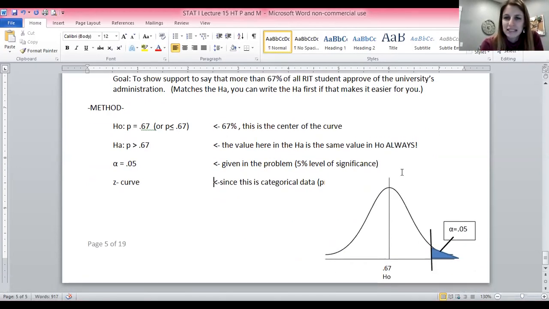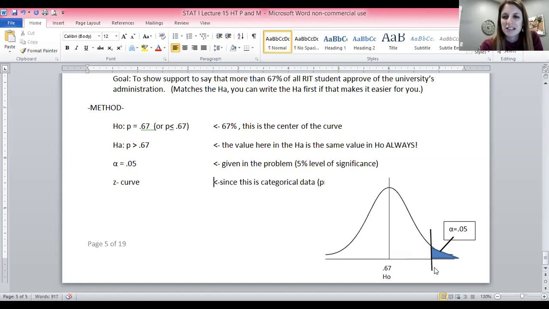So here's my Z curve. I want you to realize my Z curve is centered at my null hypothesis. This is right here, my common view. So it's at 0.67, okay? That's my null, that's the center of my curve. My alpha, 5%, is up here. It's my area in my tail up here, okay?